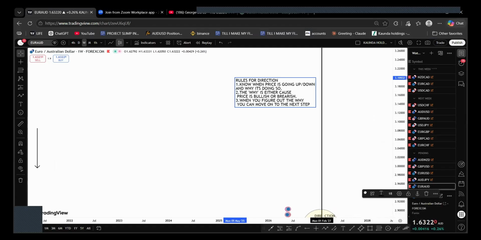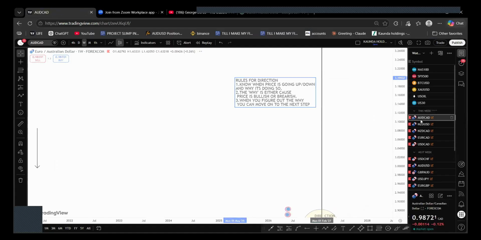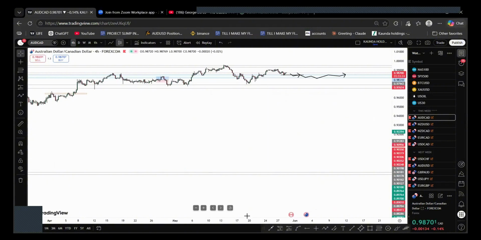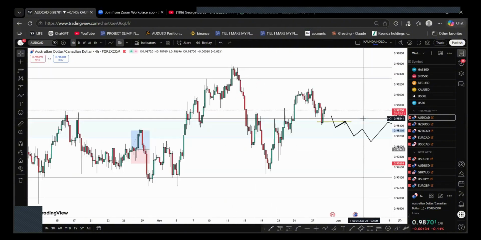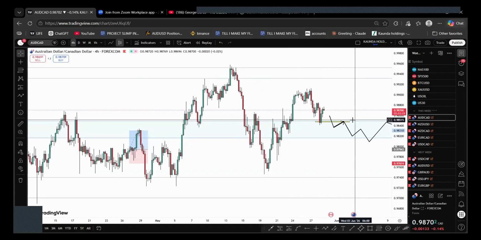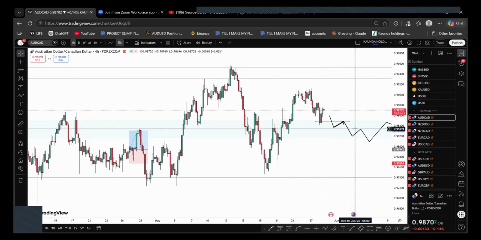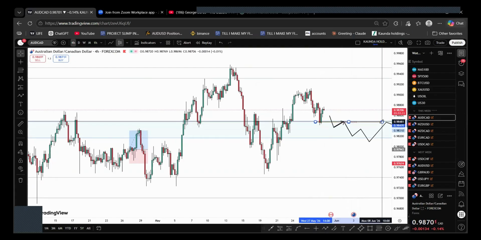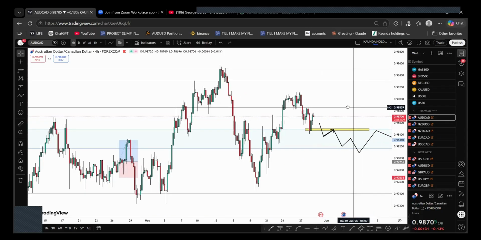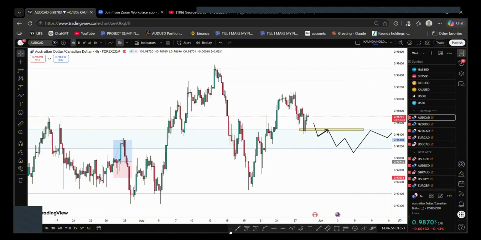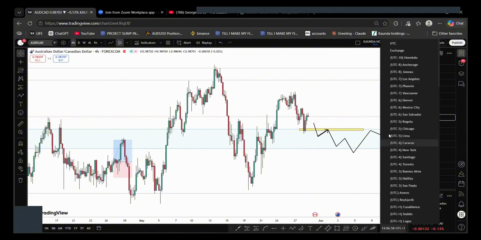The first thing is price is still playing around this level on the AUD card. Maybe we can get a new engulfing and a new lower low, now that the New York session is about to open, in the next 30 minutes. Because this is now 9 a.m.